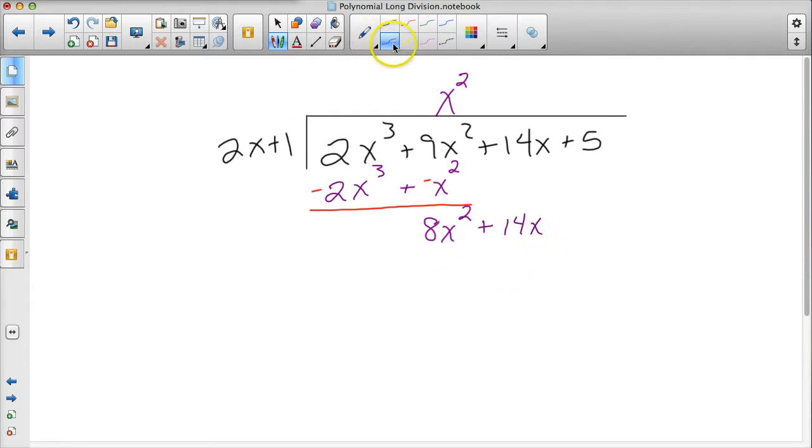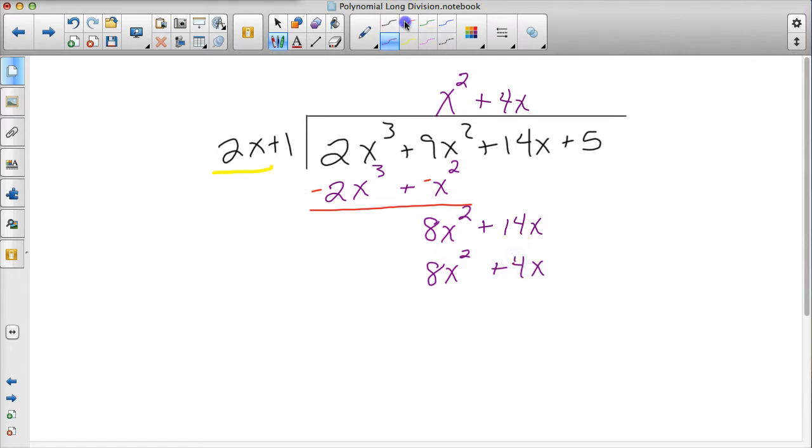Now we're going to go back to our 2x, and we're going to ask ourselves, what do we multiply times 2x to give us 8x squared? What would you multiply by? I hope you said you would multiply by 4x. So I'm going to write the term 4x in the quotient, and now I'm going to multiply. I multiply my 4x times both terms in my divisor. So 4x times 2x is 8x squared. And 4x times 1 is 4x.